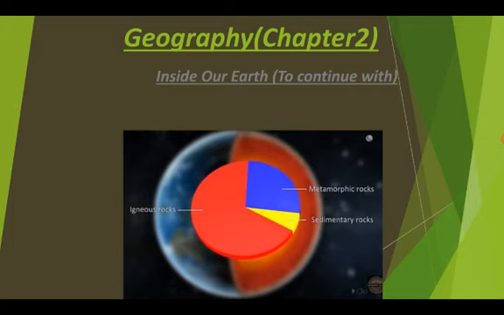from inside, what is rock, which are the different types of rocks. There we have seen the three different types of rocks: igneous rock, sedimentary rock, and metamorphic rock. And all these rocks together help to make the earth's crust. So let us move ahead.